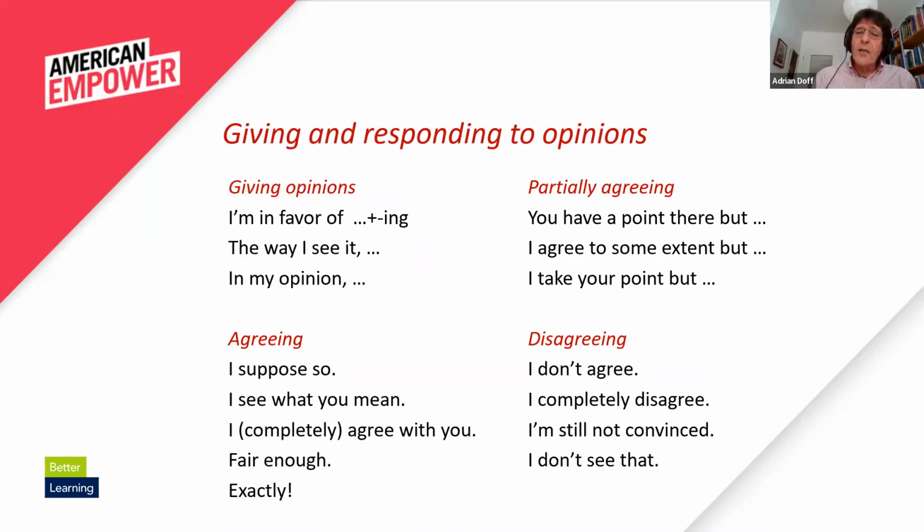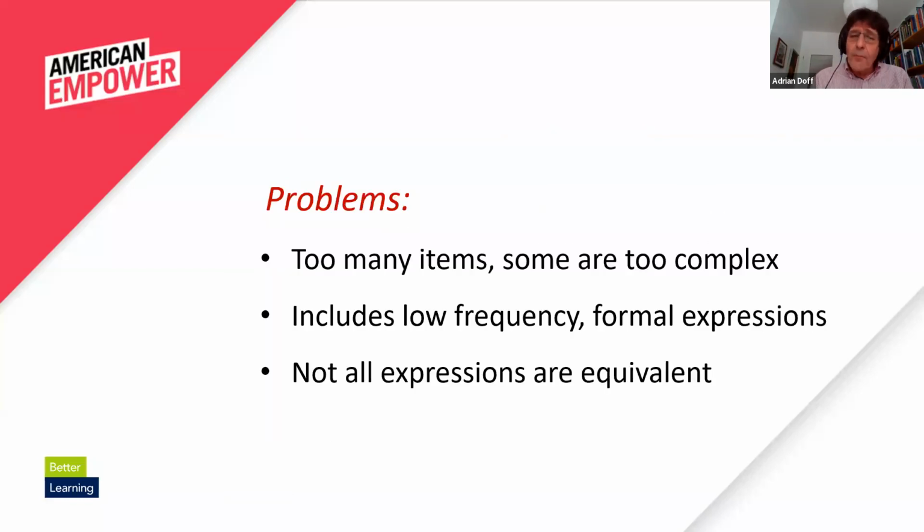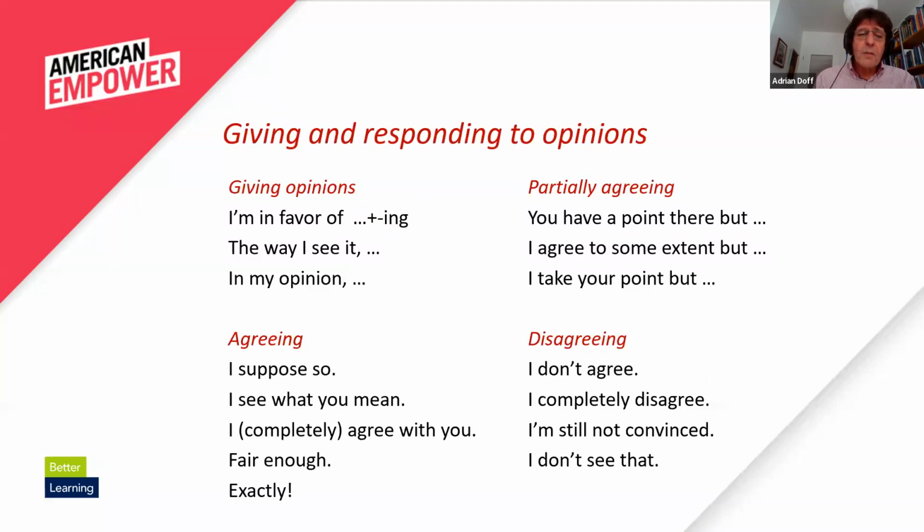So, for example, I agree to some extent, but, or you have a point there, but. I can't imagine I would ever say that myself unless I was in quite a formal situation involved in quite a formal discussion. So maybe not very appropriate expressions. And also, I think a very important point is that not all these expressions are equivalent. I mean, they're presented as equivalent expressions, but they're not, are they? For example, fair enough has a particular use for grudging acceptance. I'm still not convinced would only be appropriate after you've had a long argument. You've finally sort of given up arguing about it, and so on. So there are differences in meaning which are important here. So they're not all equivalent.